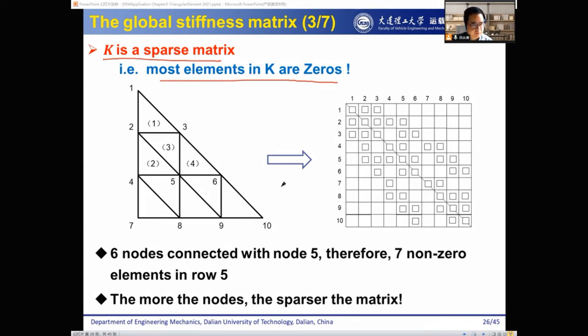So let's have a look at these properties, what the sparse means and how many non-zero elements and zero elements there are. For example, node 6 is connected to node 5, so we have 7 non-zero elements in row 5.